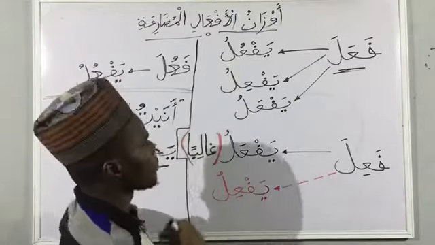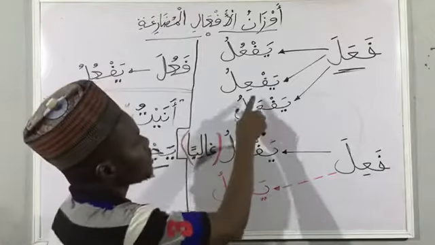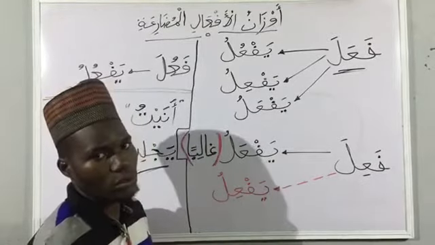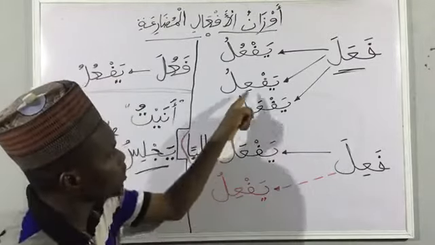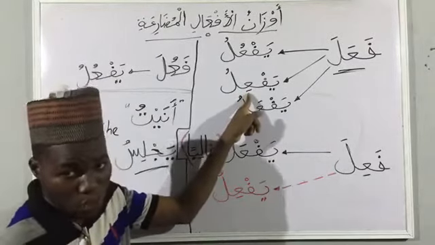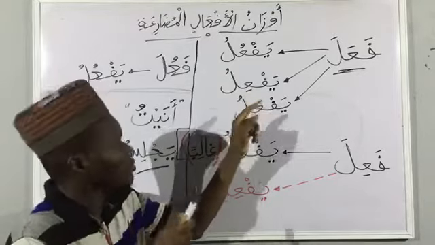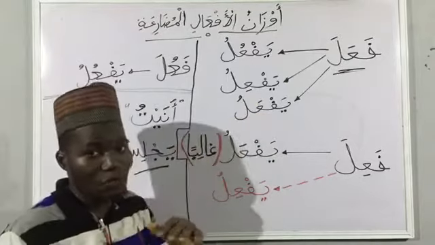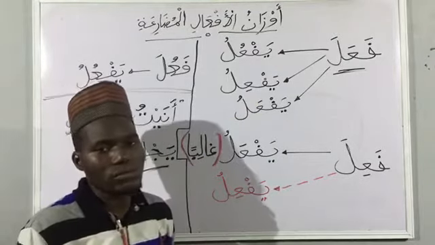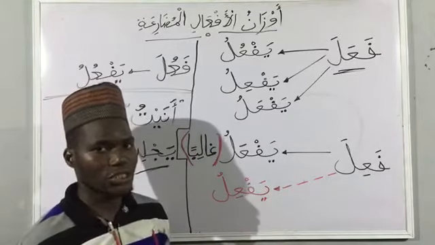Now, the second form most used again is what? Yef'ulu. So you see, fa'ala, yef'ulu. You see again, the Ayn al-Fayl, that's what you are most concerned about in Thulathi. So yef'ulu, that's the second form. Example, jalasa, yajlisu.